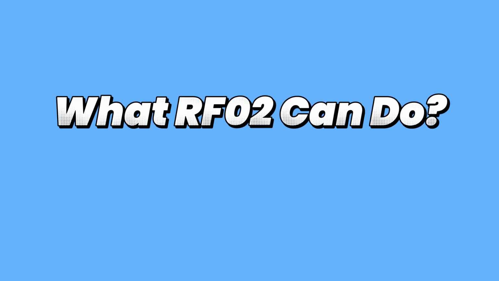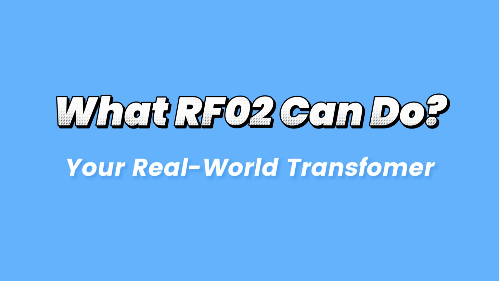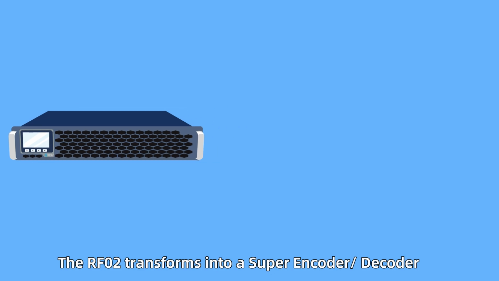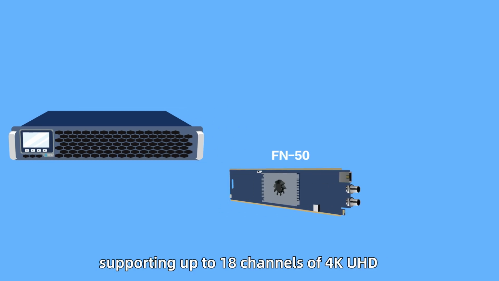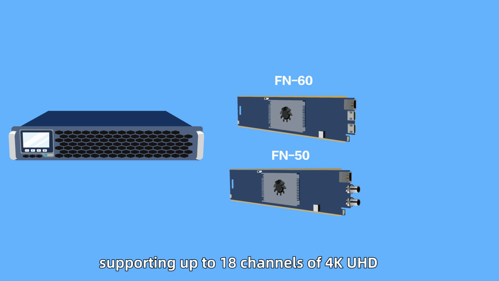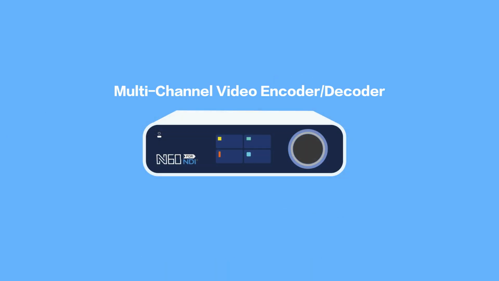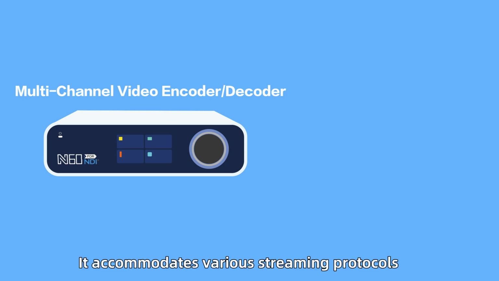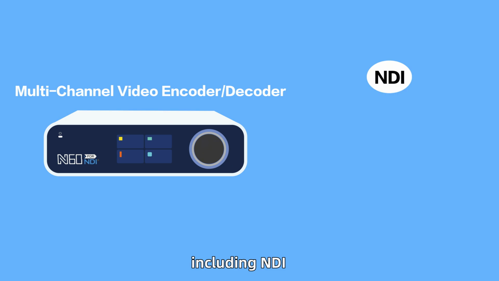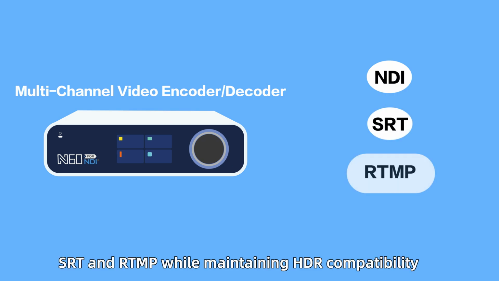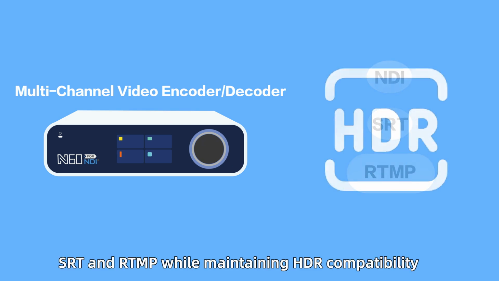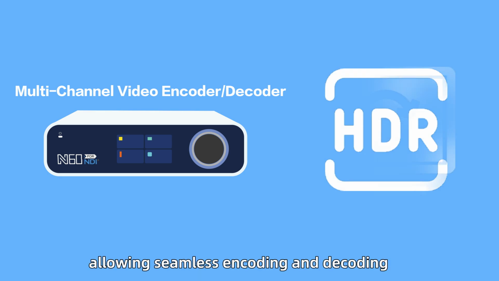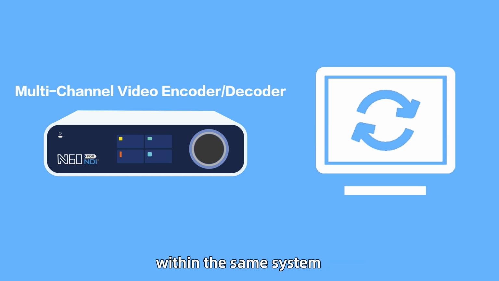What RF02 can do? Your real-world transformer. The RF02 transforms into a super encoder or decoder, supporting up to 18 channels of 4K UHD video encoding or decoding using FN60 and FN50 cards. It accommodates various streaming protocols, including NDI, SRT, and RTMP, while maintaining HDR compatibility. Hybrid workflows are possible, allowing seamless encoding and decoding within the same system.